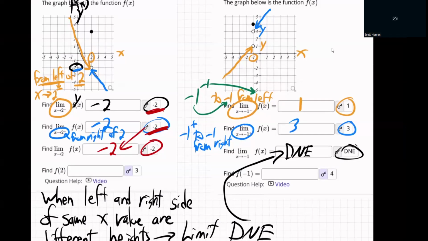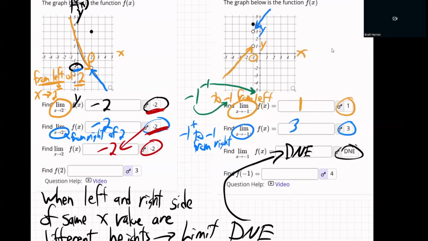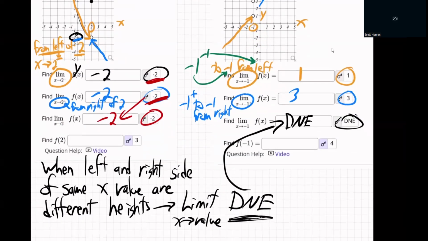So a graph can have a limit from the left side only, like this one has a limit from the left of -1. This one has a limit as you come from the left of -1, height of 1. You come from the right of x is -1, height of 3. Different answers. So the overall limit, this is the overall limit right here.